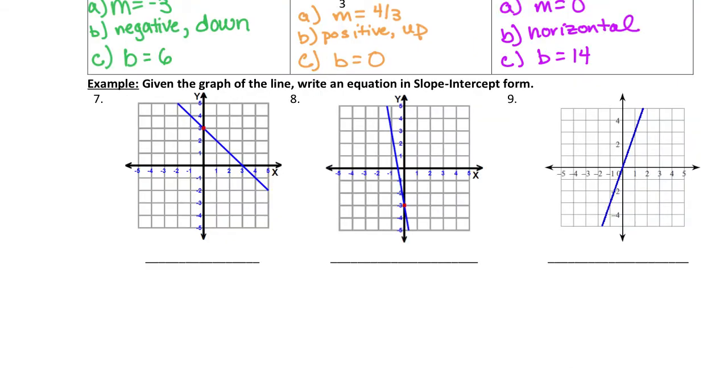In these last 3 examples, we're actually going to write an equation from a graph of a line, a function graph of a line. There's a couple ways we can do this, but there's always 2 things we need. The first thing we always need to find is the slope, and we need to find the y-intercept.